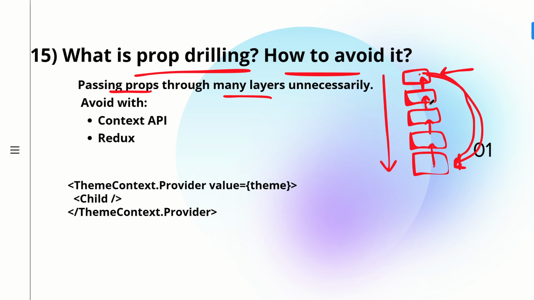single connection. So what you have to do is pass props from here to here, then pass to the next, and then next, and then next component. So there is passing of props through multiple layers. This is called prop drilling.